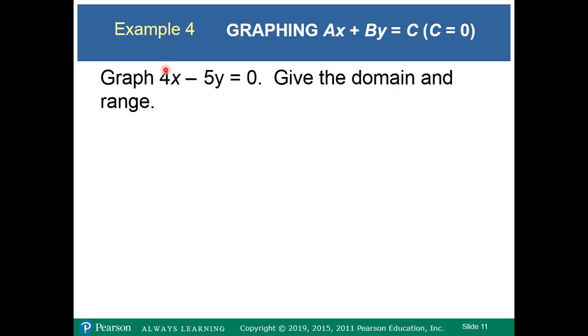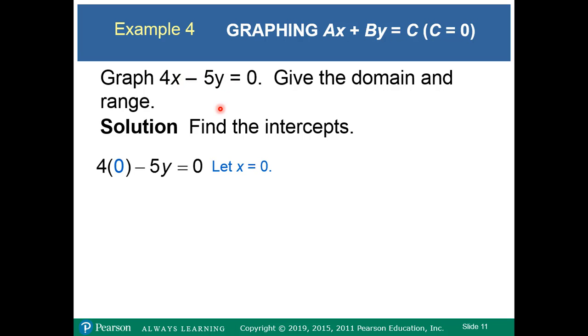So we want to graph this and give the domain and the range. This is in standard form, so we can just find the intercepts. If we want to find the y-intercept, we set x equal to 0 and solve for y. If we want to find the x-intercept, we set y equal to 0 and solve for x. And so we can find those intercepts by doing this.